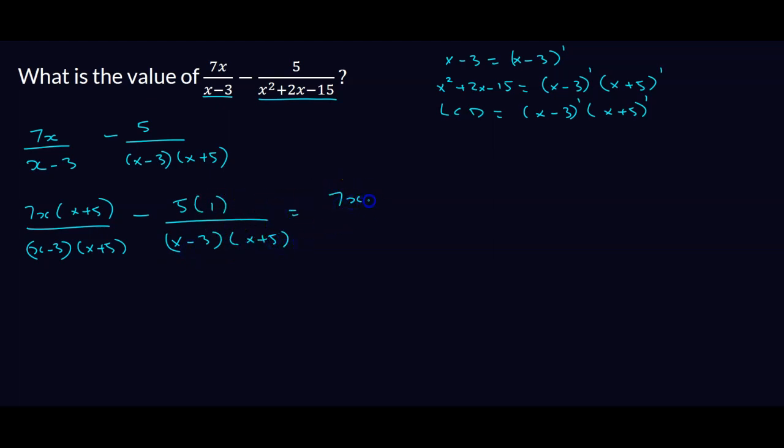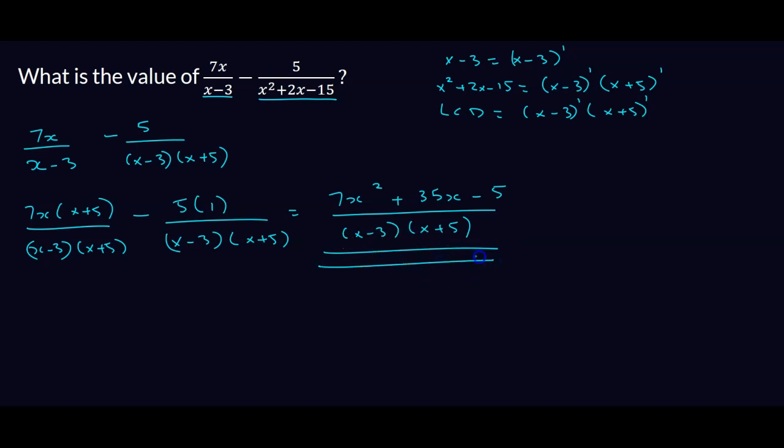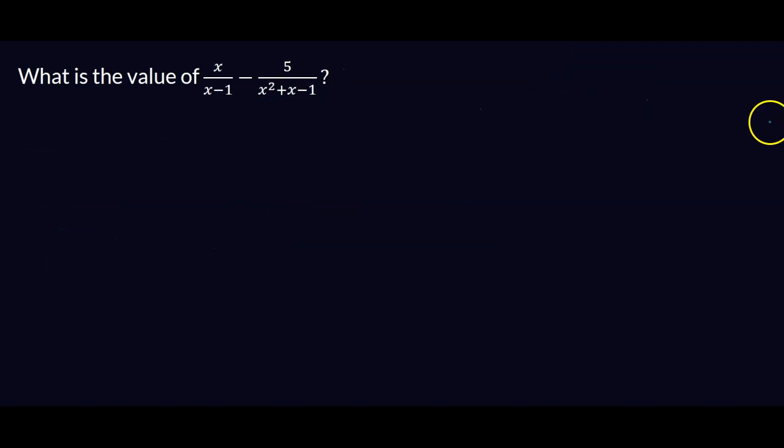So we have 7x squared plus 35x minus 5 over x minus 3 and then x plus 5. So this is going to be the answer to the problem that we have to work through. Let's go over to the next question.